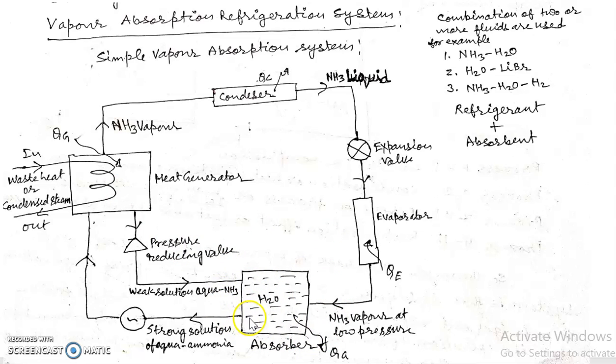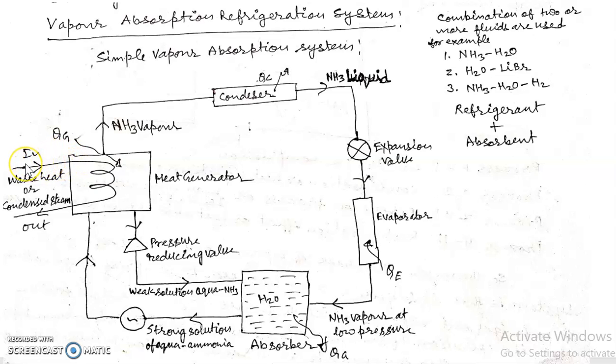In this simple vapor absorption system, all the ammonia vapor coming out from the evaporator is dissolved in water, and it becomes a strong solution of aqua ammonia. This strong aqua ammonia solution is pumped to a heat generator, a device in which we supply some waste heat or condensed heat, and this waste heat or condensed heat is a low grade energy.